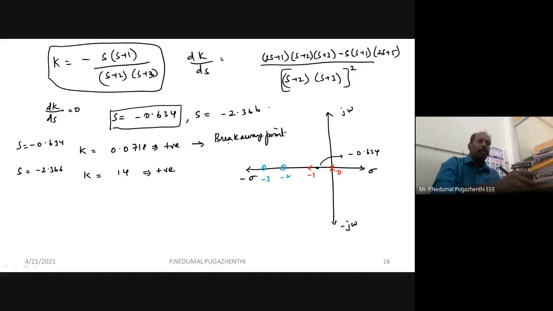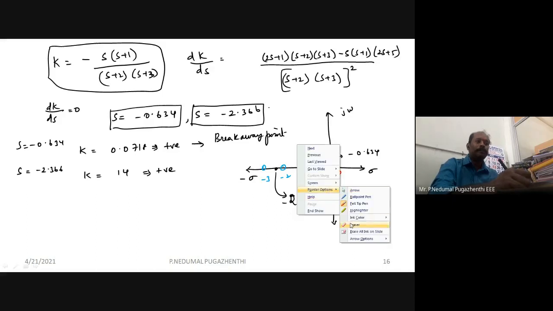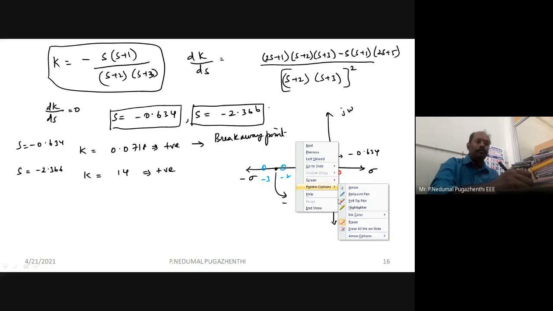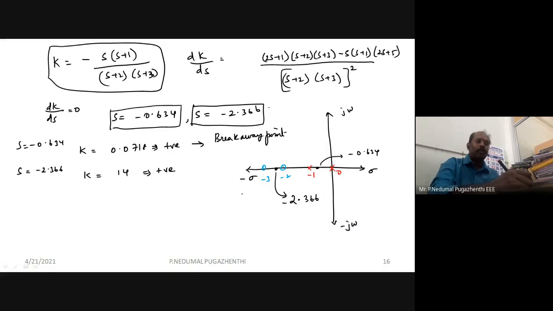Okay. What about the other point? S is equal to minus 2.366, which is lying here, which is between adjacent zeros, which is minus 2.366. Which is a break-in point.